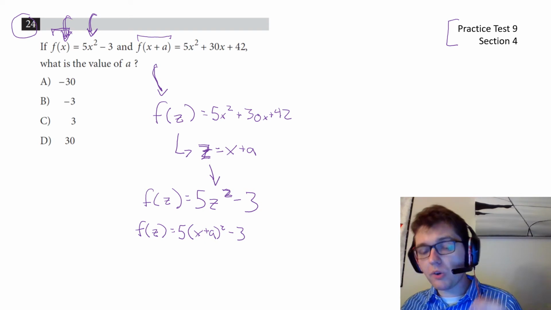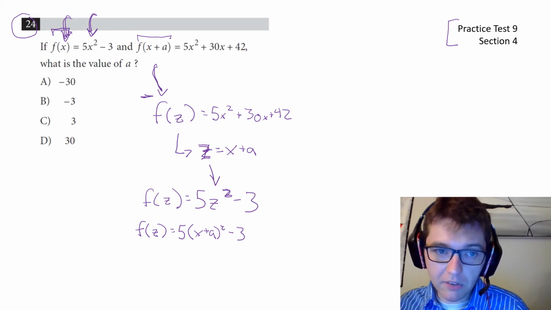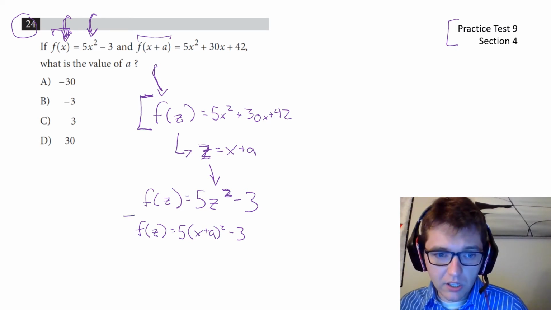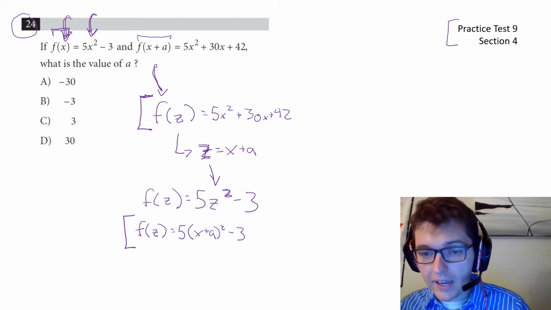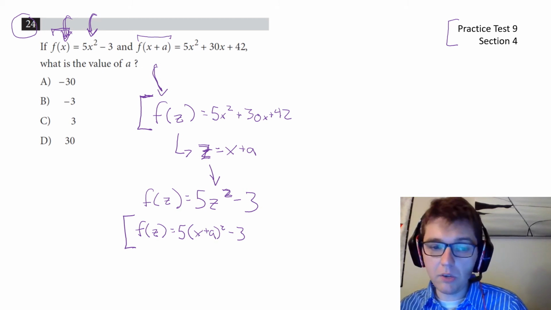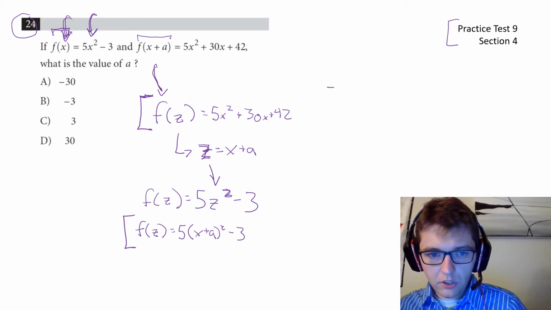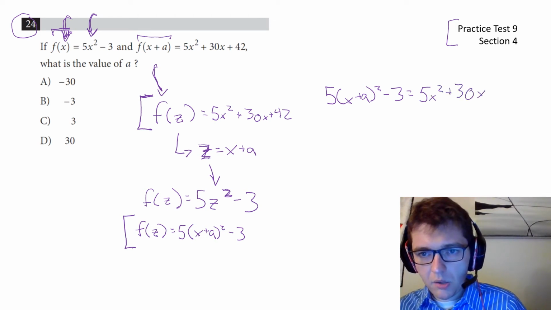And what's great is that now we have two equations that are the same on the left-hand side, right? From our second equation that they gave us in the problem, we have f of z is equal to this 5x squared plus 30x plus 42. And we also have, separately, from the first equation that they gave us, f of z is equal to 5(x plus a) squared minus 3. Because the left-hand side of both of those equations is the same, we can set them equal to one another. So we'll do that up top here. Starting with 5(x plus a) squared minus 3 is equal to the other expression, 5x squared plus 30x plus 42.